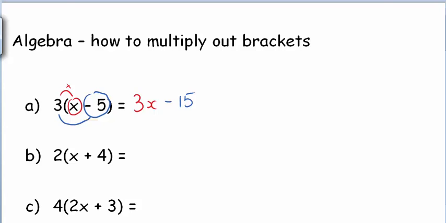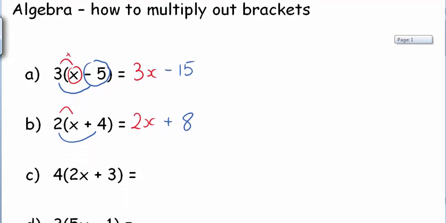You can try the next one just on your own. So you can pause the video, try to evaluate example B, and I'll give you the solution in literally 5 seconds. Here is the solution. 2 times x is 2x. 2 times positive 4 this time is positive 8.